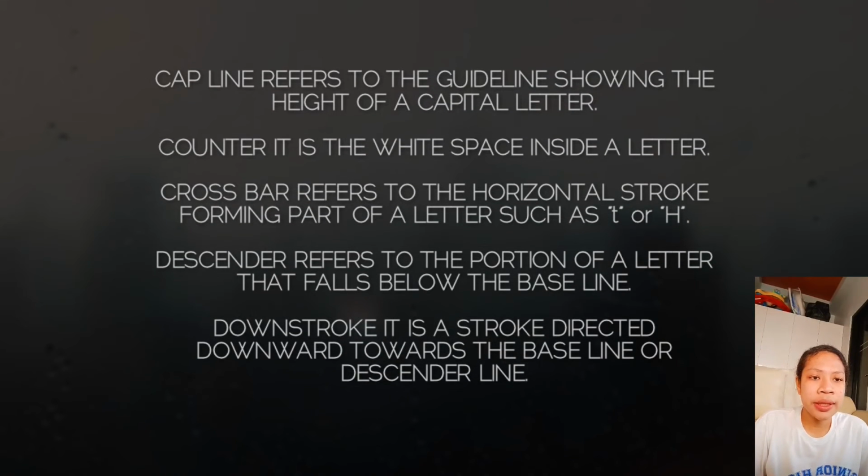Capline refers to the guideline showing the height of a capital letter. Counter, it is the white space inside a letter. Crossbar refers to the horizontal stroke forming part of a letter such as T or H. Descender refers to the portion of a letter that falls below the baseline. Downstroke, it is a stroke directed downwards towards the baseline or descender line.